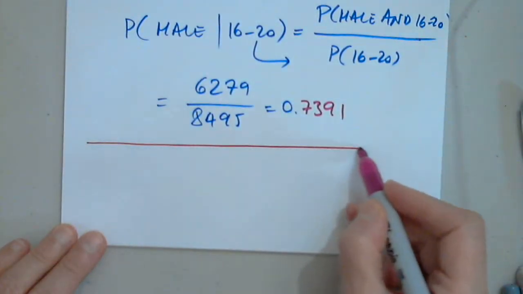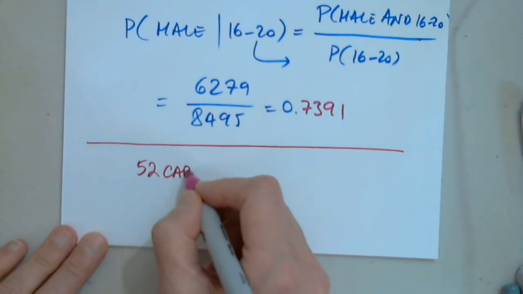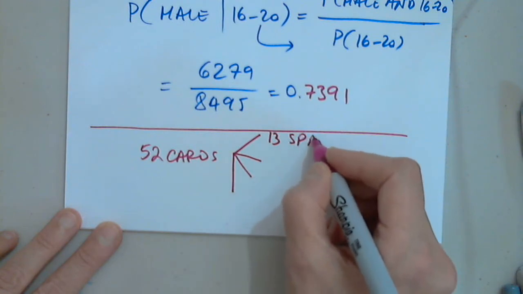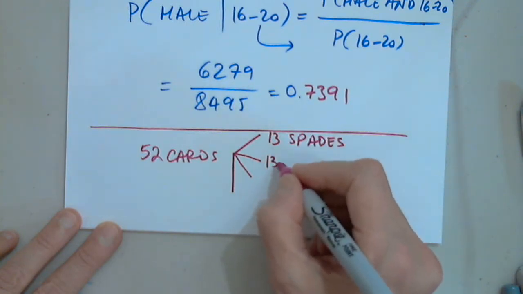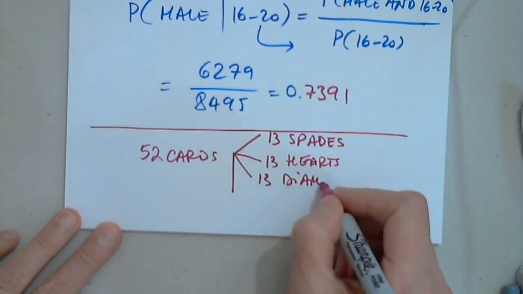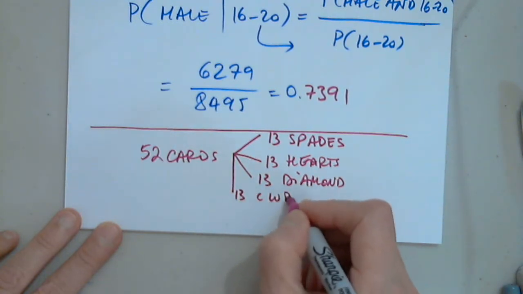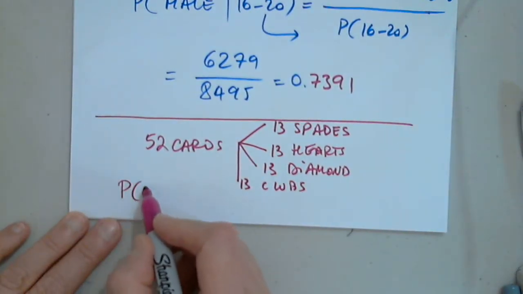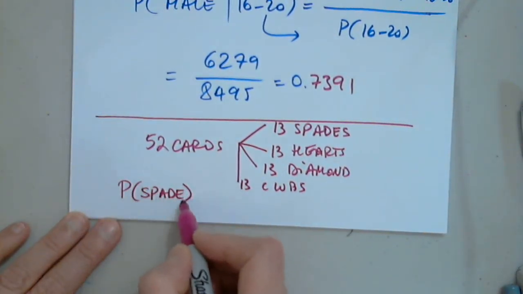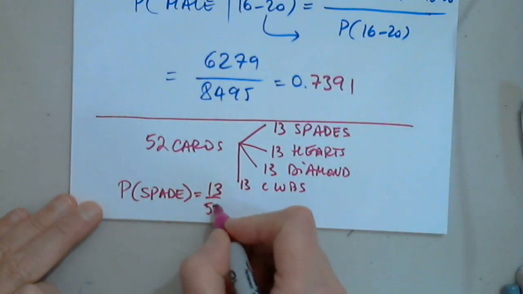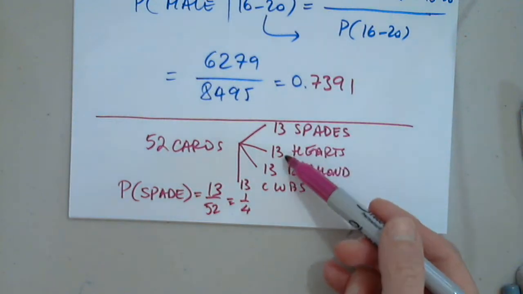So in 52 cards, we have 13 of each. 13 spades, 13 hearts, 13 diamonds, and 13 clubs. So the probability for selecting a spade, just one, is what? It's 13 over 52. That's it. 13 over 52, of course, it's 1/4. Because they're 1/4, 1/4, 1/4, 1/4.